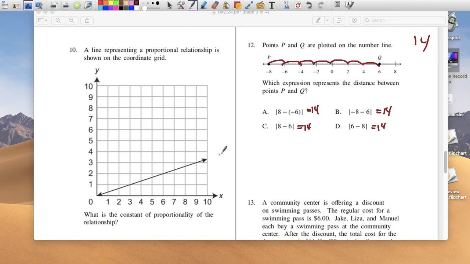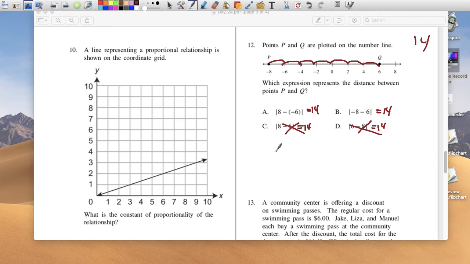Let's take out the obvious ones. 8 minus 6 is 2, right? If you do the inside of the absolute value, 8 minus 6 is 2, and the absolute value of 2 is not 14, so that's garbage right away. Over here, 6 minus 8 is negative 2, right? And is the absolute value of negative 2 14? No. That's garbage. So now you're between the two more that look like they're going to be 14.